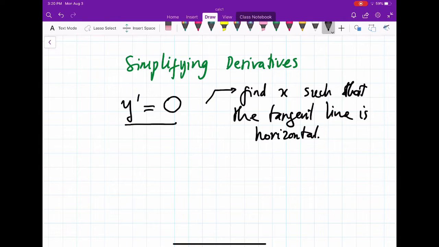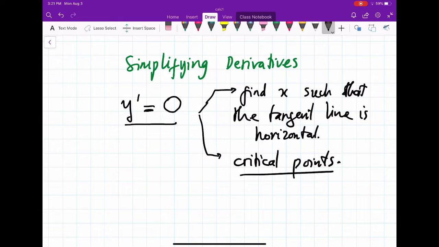That is very important. In the next chapter, when we study applications of the derivative, we need to solve this equation again, for critical points. We'll talk about this in detail later. But sometimes, and not only sometimes, most of the time, we need to solve this equation. So when you have a derivative, you need to simplify it.